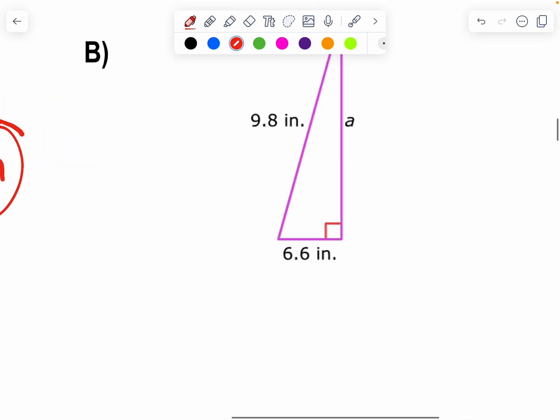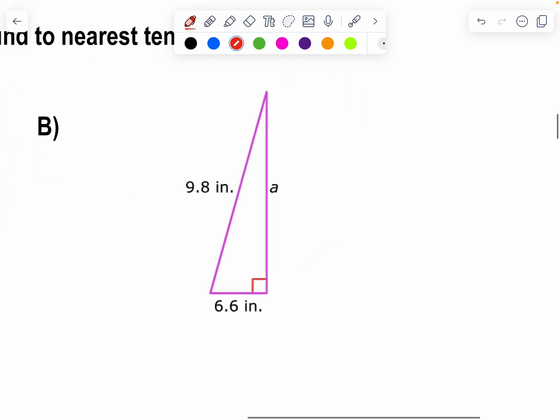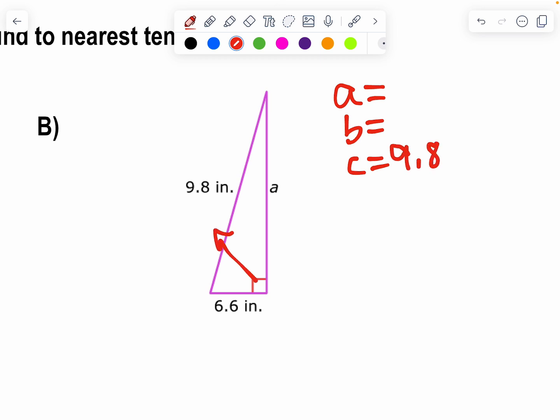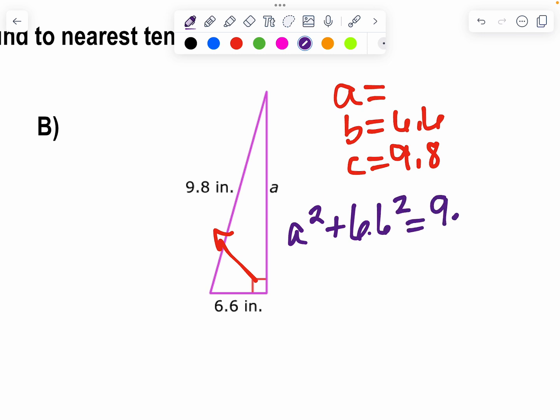All right, let's go do this one. Identify your A, B, C. We don't know A. That's opposite, so 9.8 is C. 6.6 is B. So I have 6.6 squared, well, actually stop. I have A squared plus 6.6 squared equals 9.8 squared. Okay, I gotta get A by itself.